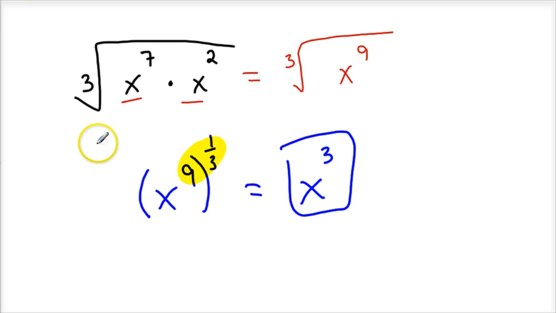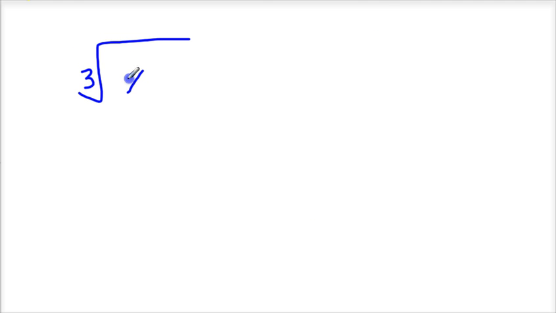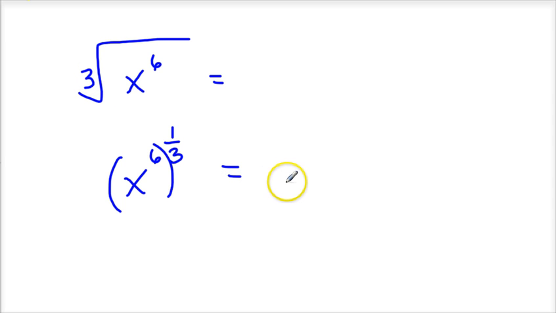What would the cube root of x to the 6th be? Think about how I would rewrite this. X to the 6th to what power? To the 1/3 power. And now what's x to the 6th to the 1/3 power? So what's 6 times 1/3? 2. X to the 2, x squared, or x to the 2nd power.